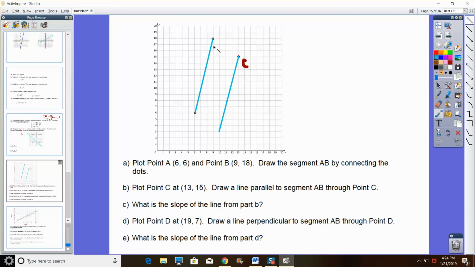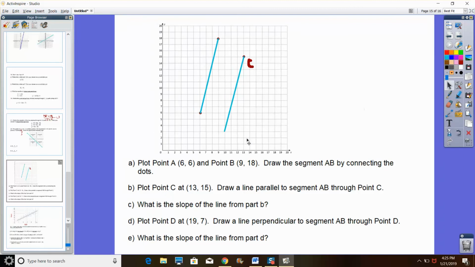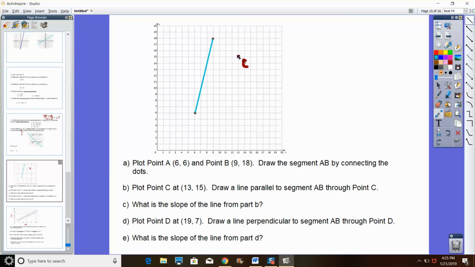I'm looking. Nope, I went 3. I'm sorry, I was supposed to go 2, not 3. I can tell right away. I looked at it and said that's not right. I can't quite look at that and see that it's parallel. I'm supposed to go down 12 and over 2. So that would be here. Let me make sure I got that right.